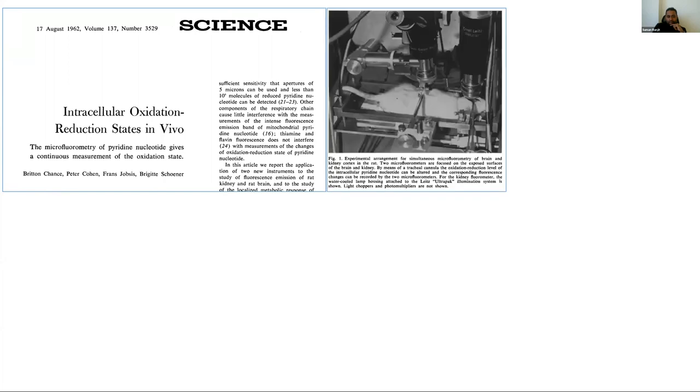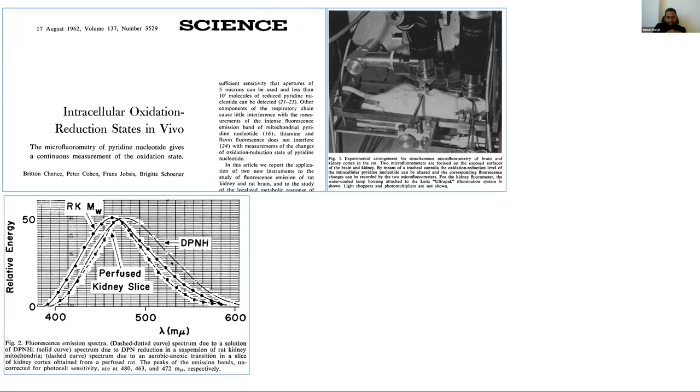The first paper was called Intercellular Oxidation and Reduction in Vivo. What they did is they looked at mouse where they had these windows in brain and in kidney. It's not an imaging measurement, it's a spectroscopic measurement. They were looking at the emission spectra and the intensity in these systems where you diffuse different gases, oxygen and nitrogen, through it, and what happens to the system. DPNH here is basically NADH. It's a different way of saying it. So this is the NADH spectra.